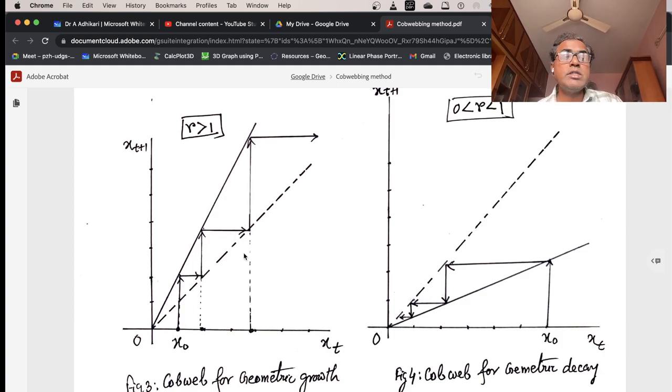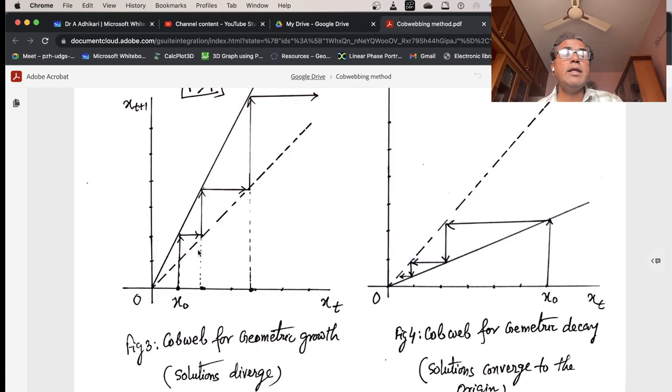So we see that x0 is the initial approximation, then x1, x2, x3, and so on. So the solution clearly diverges. Solutions diverge from the equilibrium point.